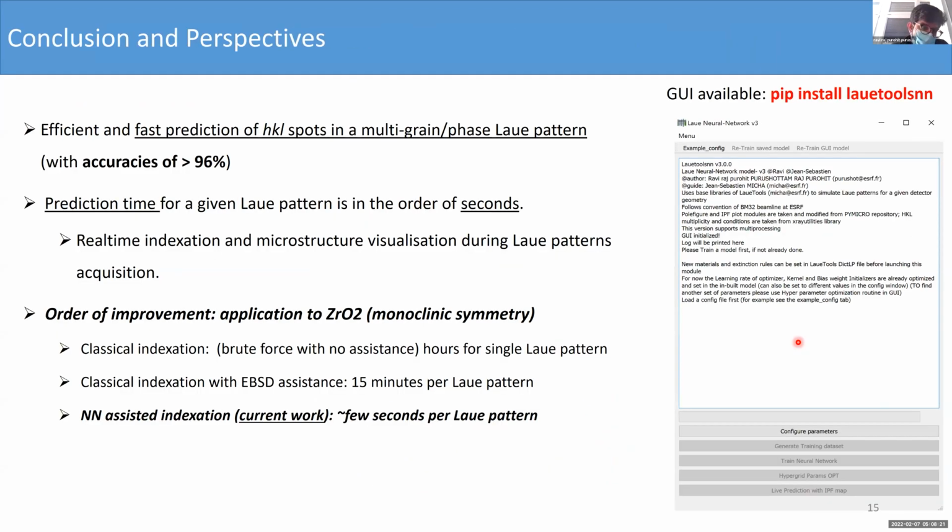And so I will now go into the, so we have developed a GUI, and if you're familiar with Python, because the code is completely written in Python and it is available open source, so you can install it just using pip install LaueTools NN. So it's the same as the LaueTools of Jean-Sébastien, but with NN to show that it is with neural network. And the principle and analysis after the indexation is completely similar to what Jean-Sébastien does with the software of LaueTools.